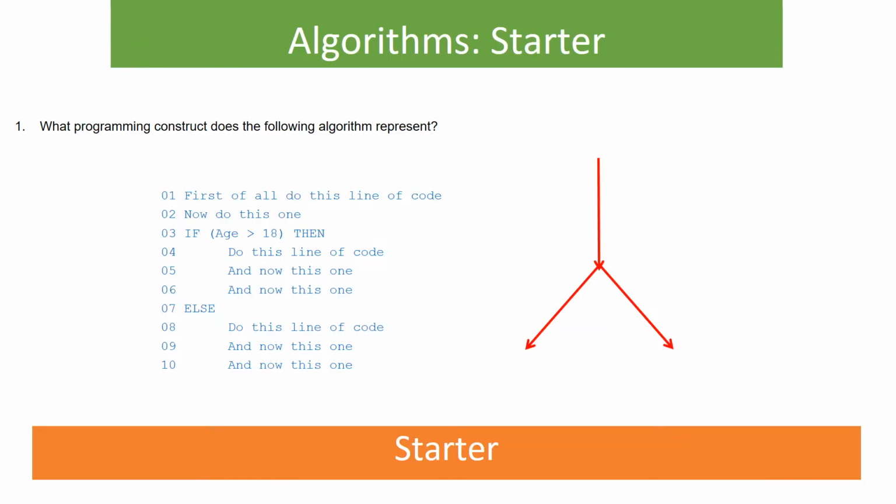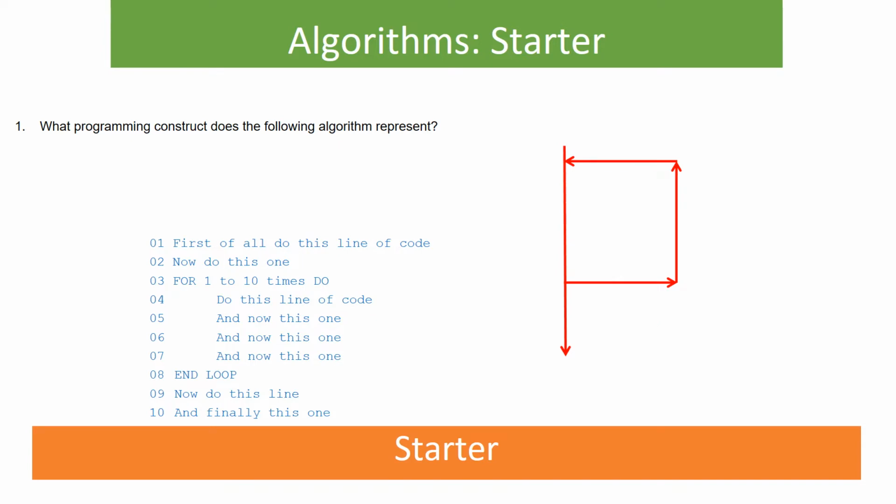Look at this algorithm. What programming construct do you think is represented? In this construct, it is selection. We've got two different options with an if and an else. So the program has two choices depending on a criteria. In this case, if age is greater than 18.